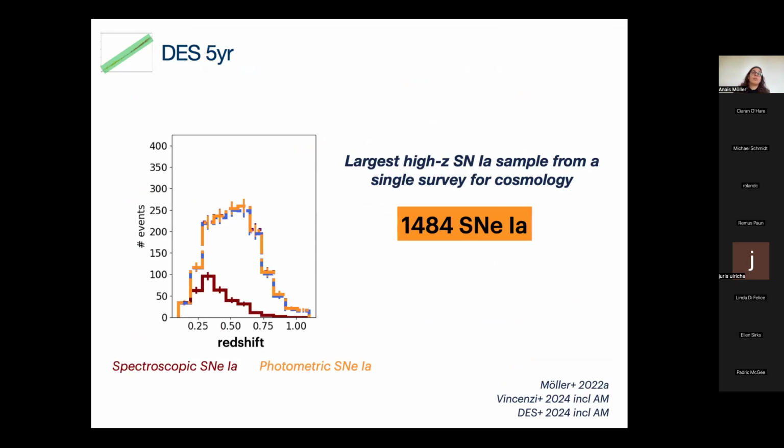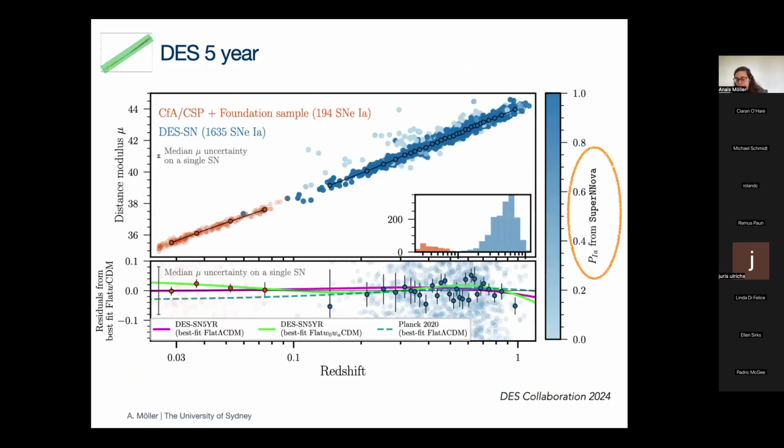So what I'm showing you here is a histogram of the redshift distribution for the spectroscopic sample in maroon and, in yellow, the photometric sample. So you can see that we are actually having many more events. We are going much deeper in redshift, which is very important for us because really the constraints that we want need less selection effects, a higher redshift. So with that, we did a Hubble diagram and we published the results earlier this year.